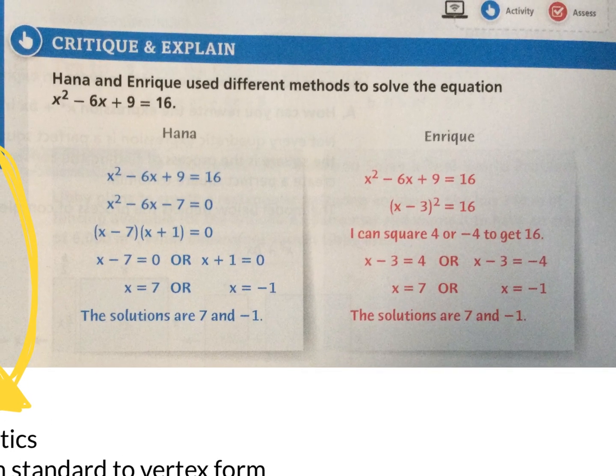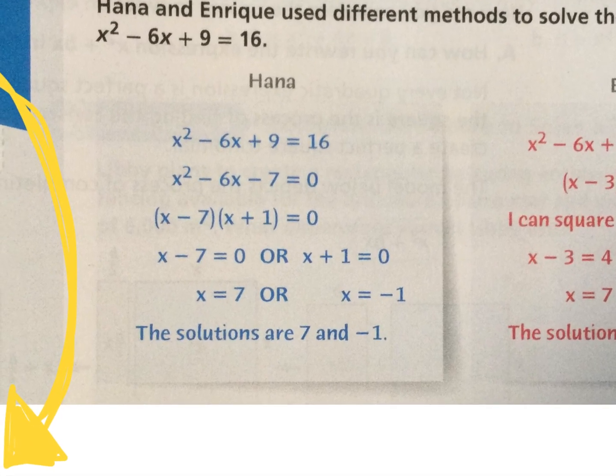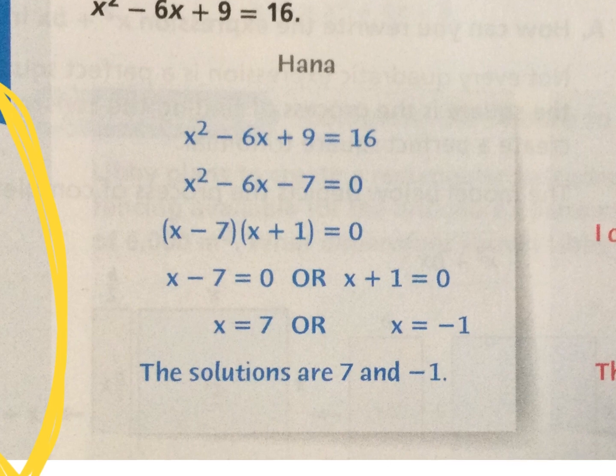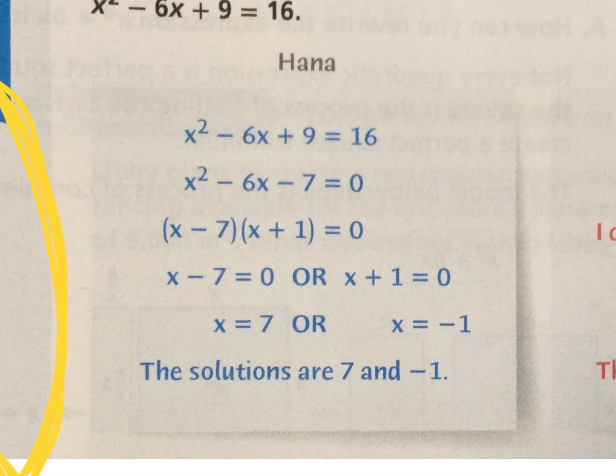x squared minus 6x plus 9 equals 16. So notice that Hannah in this left example has done what we have already studied, and that is to solve this by factoring. Notice that in the very beginning, she sets the function equal to 0. She then picks two values that multiply to give us -7 and add to give us -6.